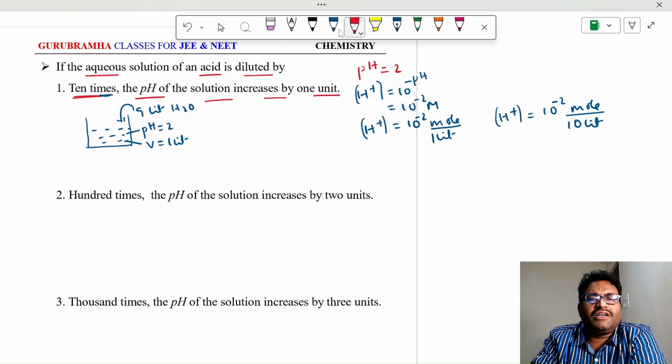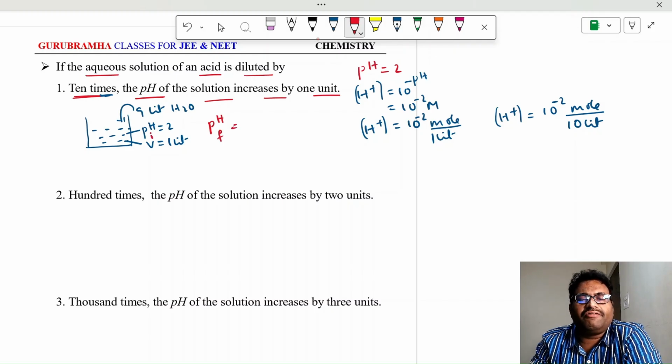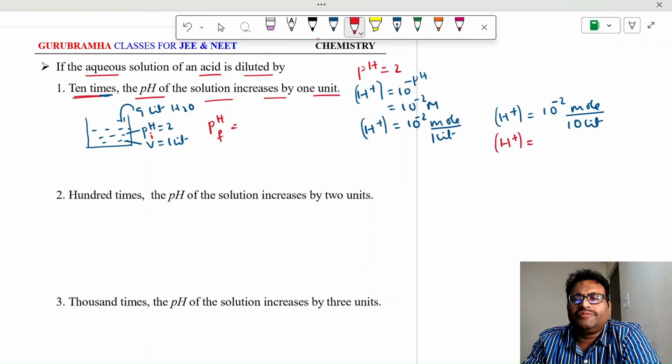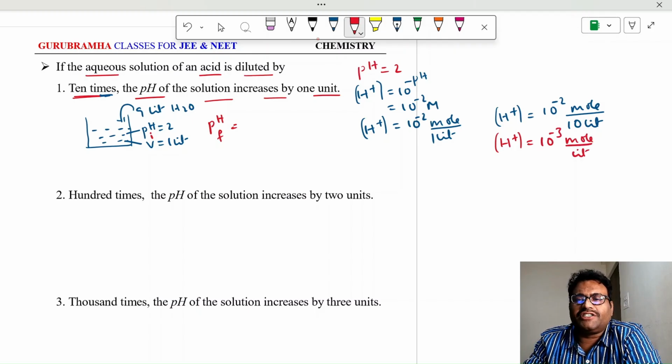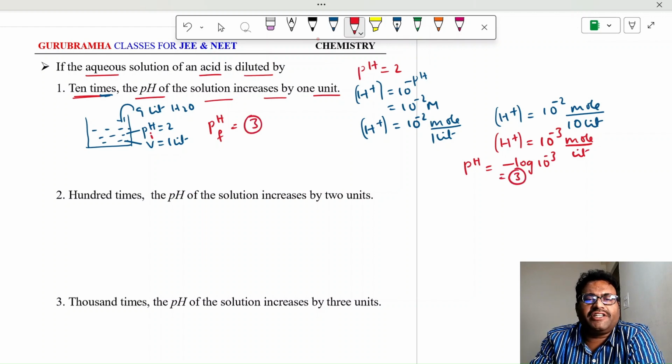Then what is the final pH? Now let us calculate the H plus ion concentration here. H plus ion concentration is equal to 10 power minus 2 by 10, which gives you 10 power minus 3 moles per liter. Then pH is equal to minus log 10 power minus 3, that is equal to 3. So final pH is 3.